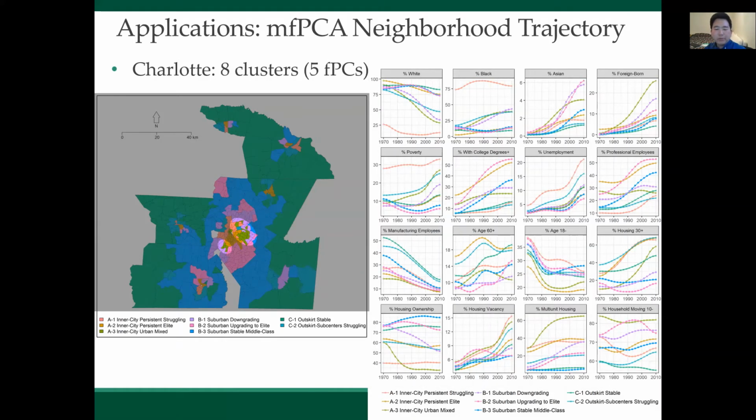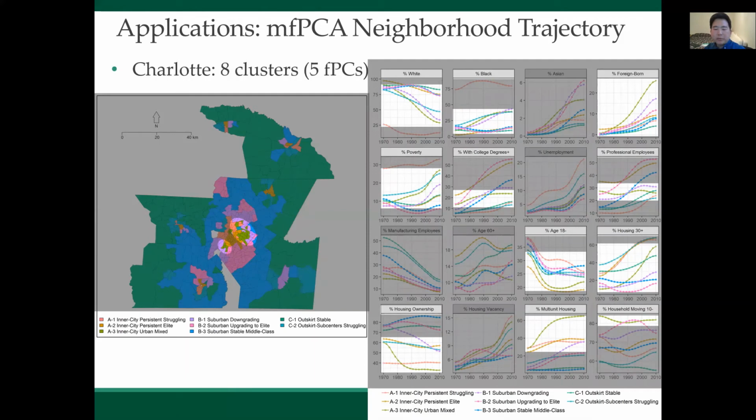The third neighborhood trajectory shows inner city urban mixed neighborhoods. The white population has decreased from 90% to 30%, while the foreign-born population has increased from almost 0 to 25%. There is a mixture of racial groups in these neighborhoods, and the multi-unit housing has risen quickly between 1970 and 1990.